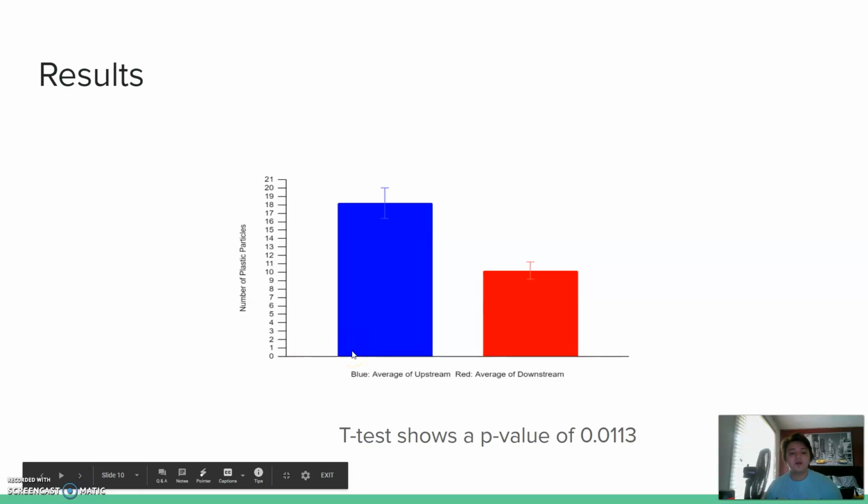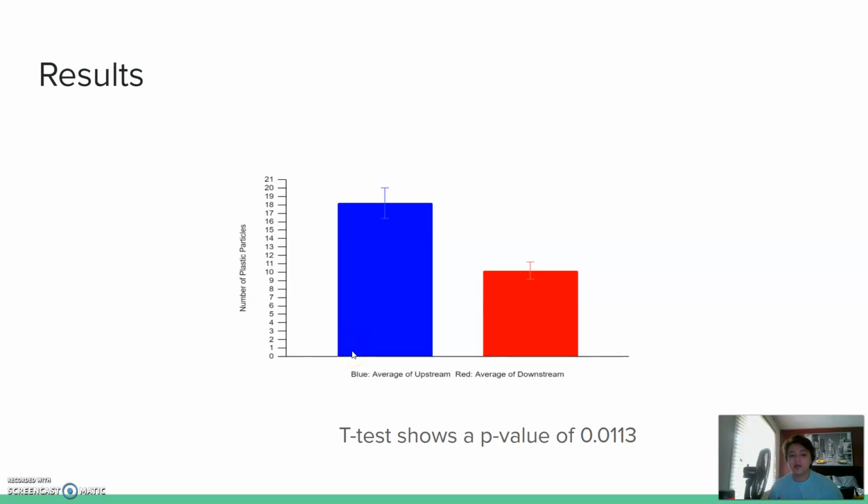Now we're looking at the visual count of plastic particles I was able to take. We can see that upstream, of course, following my hypothesis, the upstream portion did have a higher count of plastic particles due to the dam. What we can take from this is that my hypothesis is correct in saying that the dam did stop plastic flow and sediment flow from being able to come down the dam.